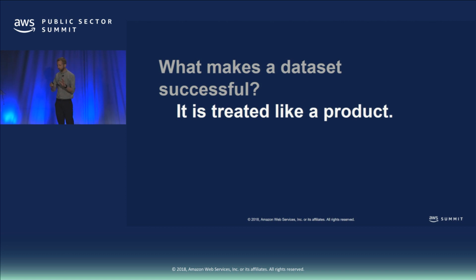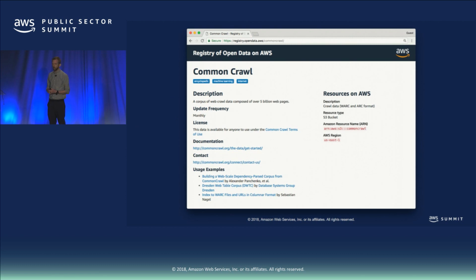I mean, really, for us, this is the biggest deal. This is the biggest thing that separates a data set that gets used a lot and ones that don't. So if you've been to the registry, which Jed mentioned, and if you've been to other sessions, you might have seen this thing. The Registry of Open Data on AWS is where we list the data sets.